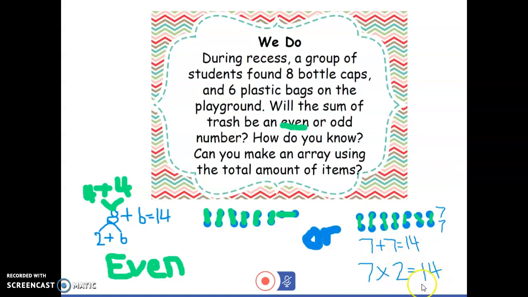Now we know that 14 is an even number because all of our dots have a partner. Alright guys, time for you to go practice.